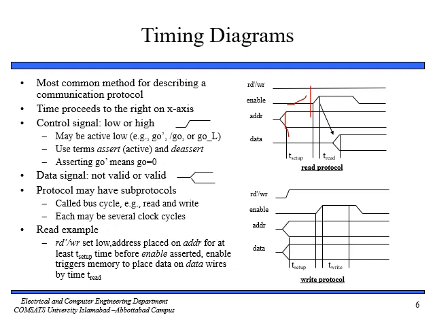So we have to put the address on the address line before the enable. How much time do we need to put the address on the address line? It's t setup time. Now, enable triggers memory to place data on the data wires. So when enable is high, it triggers memory to place data on the data wire.